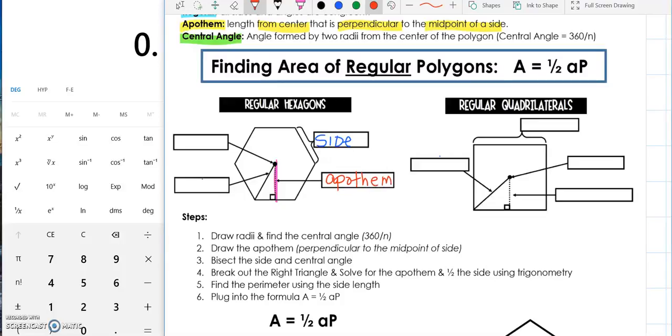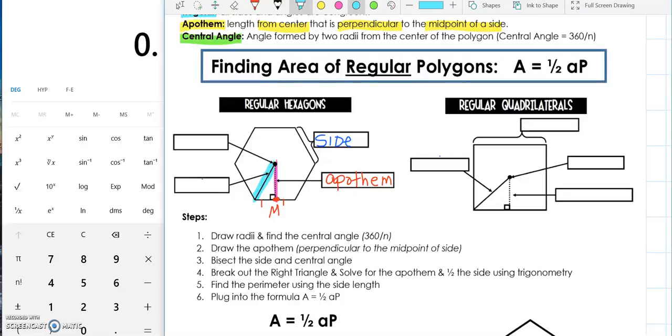A-P-O-T-H-E-M. Apothem. All right, so it's perpendicular to your side, and where it crosses, that's going to be your midpoint. So it's going to cut that side in half. Now, the next thing that they are asking us to give a name for is this piece right here.